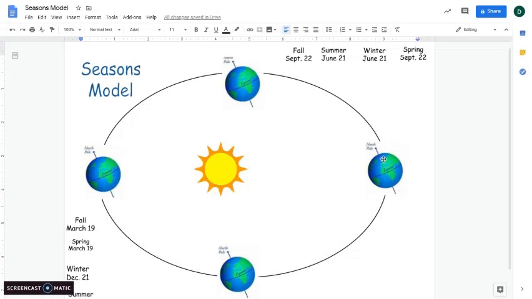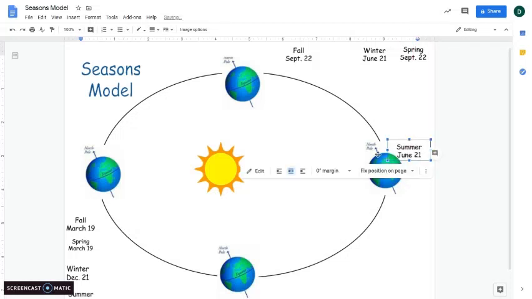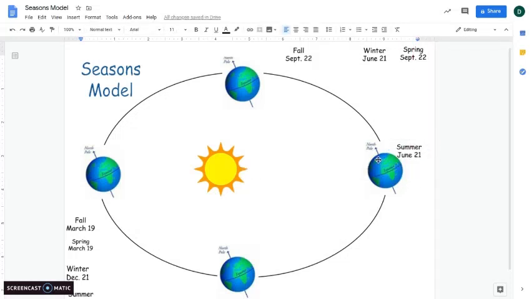When the Earth is tilted closer to the Sun, that means it is summer. For us, summer starts in June. In June, we are tilted closer to the Sun, receiving the most direct rays of sunlight on June 21st.